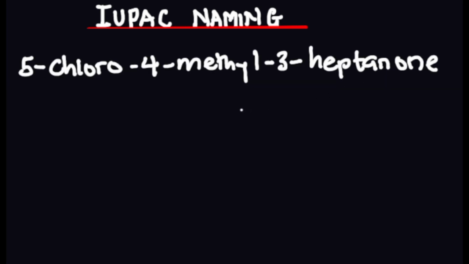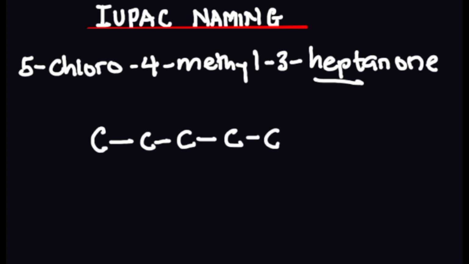Now look at this name. We're having 5-chloro-4-methyl-3-heptanone. That's what we have. Hepta simply means 7, right? So let's go ahead and write 7 carbon atoms: 1, 2, 3, 4, 5, 6, and 7.